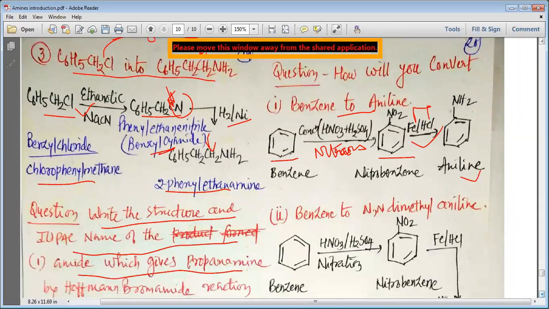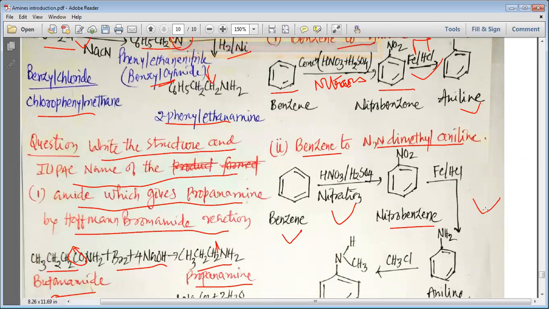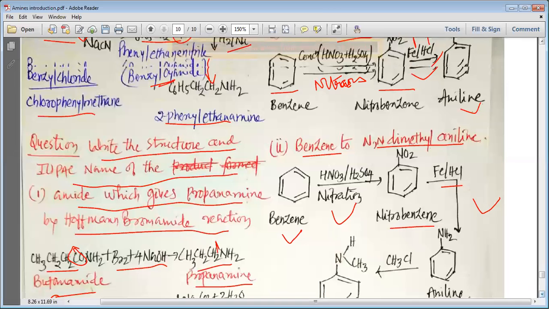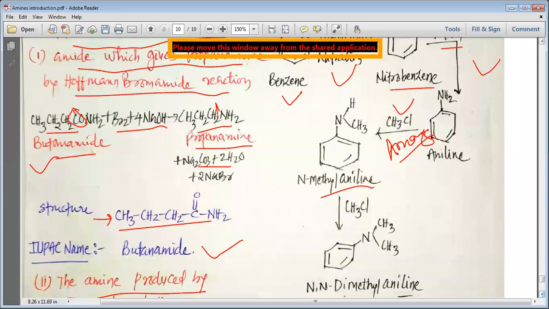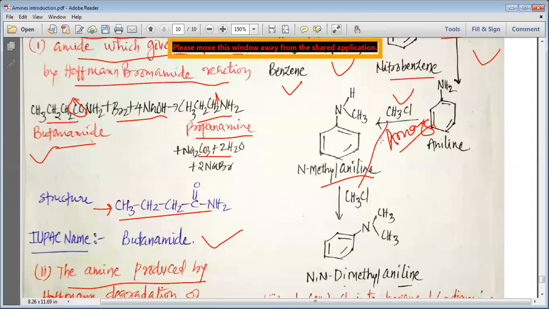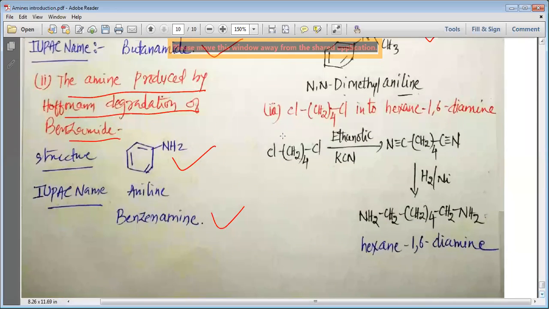Same way, my dear students, we want to convert benzene to N,N-dimethylaniline. So same, first we take the benzene, we do the nitration, so we get nitrobenzene. Then nitrobenzene is converted to aniline by the reaction with the iron scrap and HCl, and then we do the ammonolysis. So we allow the primary amine to undergo the reaction with the alkyl halide, and we get N-methylaniline, and on reaction with 2 moles of alkyl halide, we get N,N-dimethylaniline. So it's easy for you, my dear students, to understand these conversions.